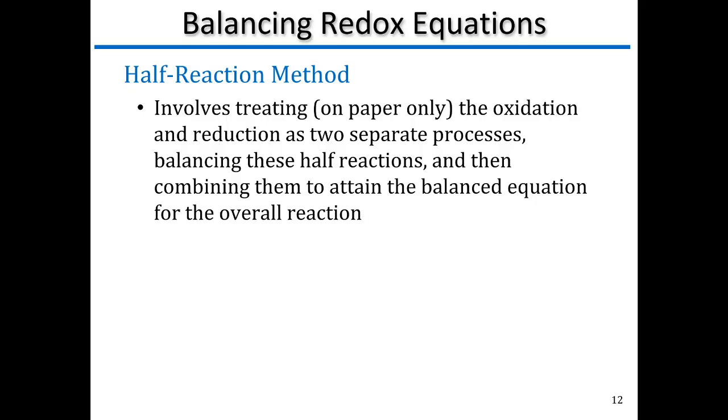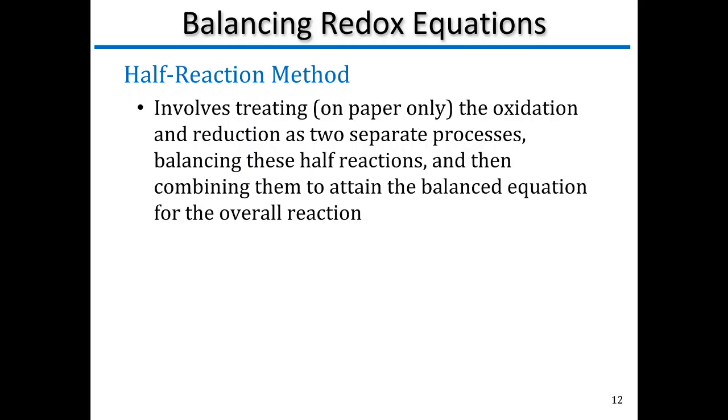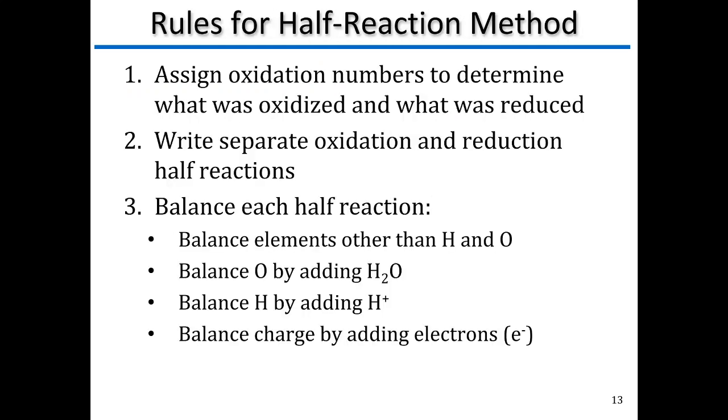Okay, so first, let's just talk about what this method is. So this method is called the half-reaction method. And what this does is you treat each redox reaction on paper only, so it's not like we're really splitting the reaction, but you treat the oxidation and the reduction as 2 separate processes. Then you balance each one of the half reactions. Then you recombine them to attain a balanced equation for the overall reaction. So we're going to use the half reaction method.